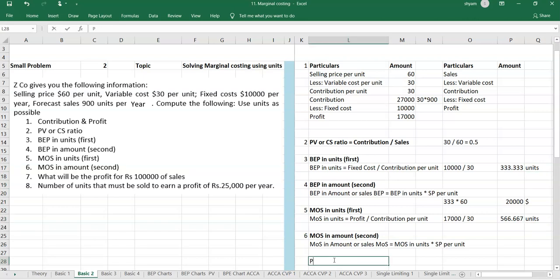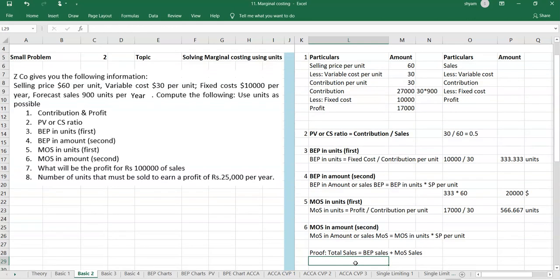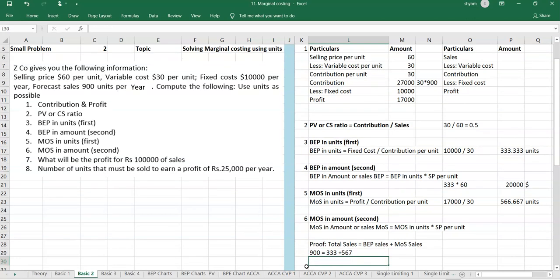If you want, you can also have a proof. Proof is total sales equals BEP sales plus MOS sales. Okay, let's check whether it's correct. So what's the total sales? Total sales in the sum is 900 units. So 900 is of two parts. One is 333 BEP sales and the other one is 567. Okay, add both, you will get 900. So that's about the proof.